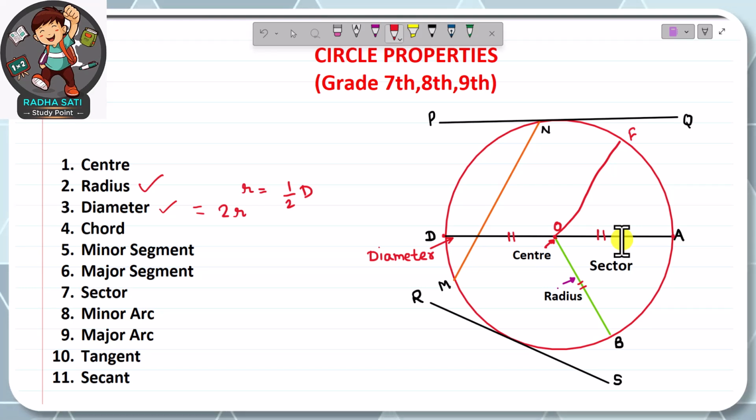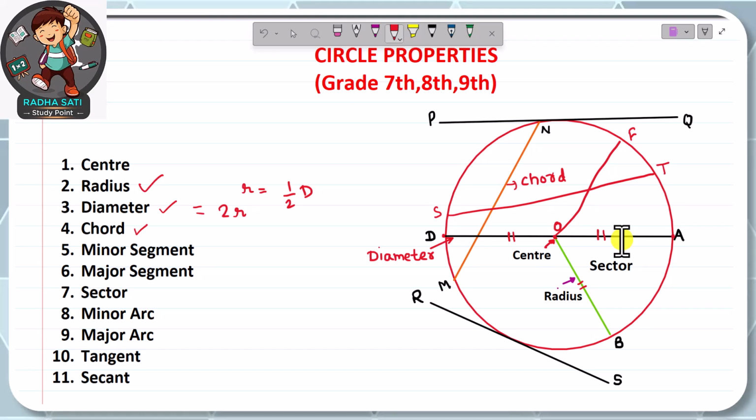Okay. Now after the diameter, let's move on to the next term, that is a chord. So what is a chord? In this given diagram, MN is a chord. Chord means again a line segment whose both end points are on the boundary of a circle. Okay. So we can draw a chord from anywhere. This MN is a chord. If I draw like this, ST will also be a chord. So a chord will always have both end points on the boundary of a circle.